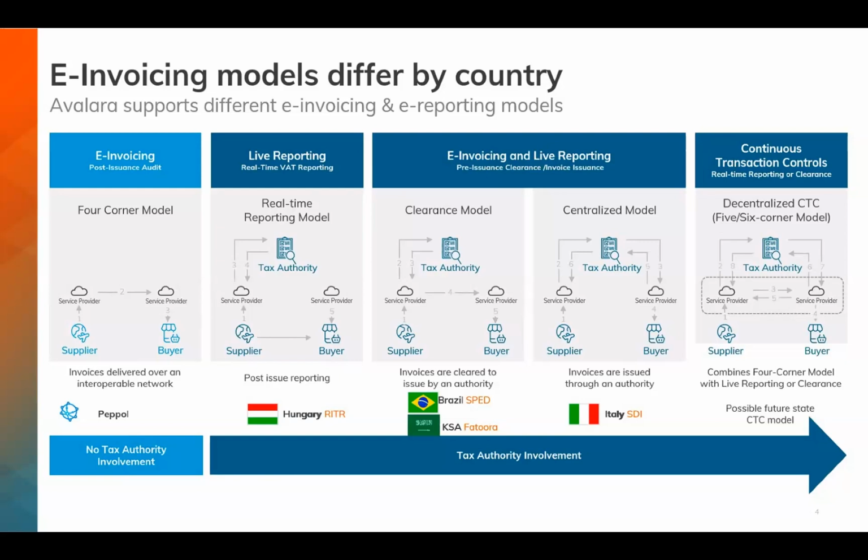Talking about the next model, that is the centralized model. This model prohibits a direct exchange of regulated documents between trading parties. A central platform is established by a government agency, and documents are exchanged between buyer and seller through the central model only.